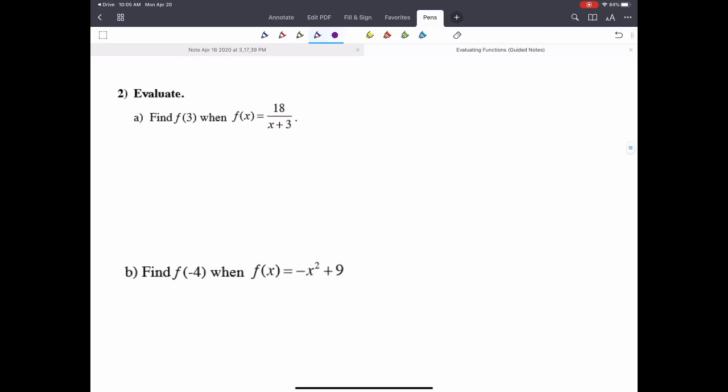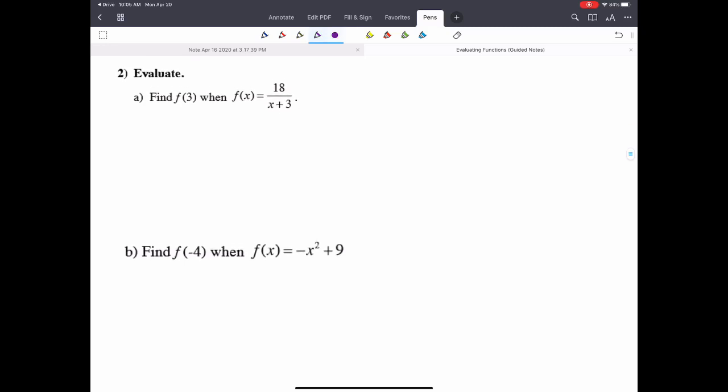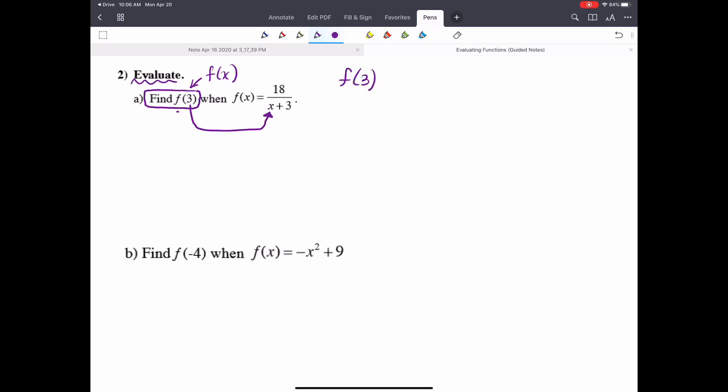All right, now let's get into what is basically new, and you will find this probably pretty easy. What you're going to do is evaluate functions, and the type of notation that you're going to see with evaluating functions is it'll say find the function of 3, or the f function of 3. So what you're going to do is take what it says. Usually that's denoted by f of x or something like that, but it says f of 3. So you're going to take that 3 and substitute it in for x. So the function of 3 is going to equal 18 divided by 3 plus 3.